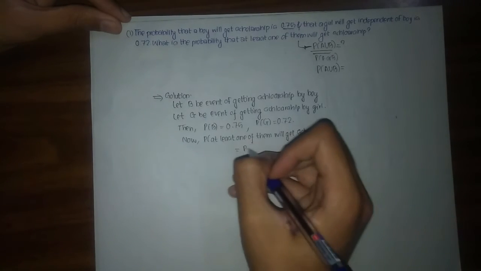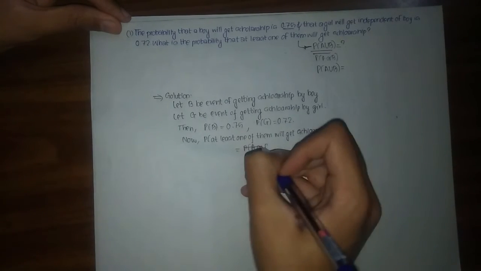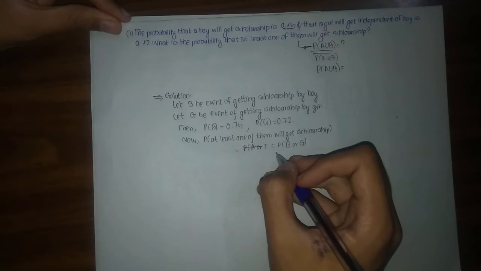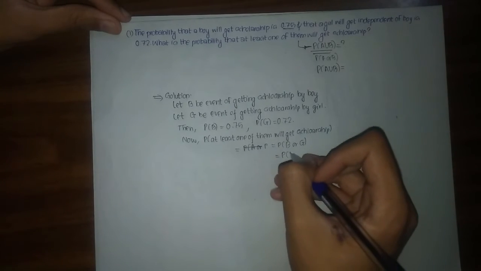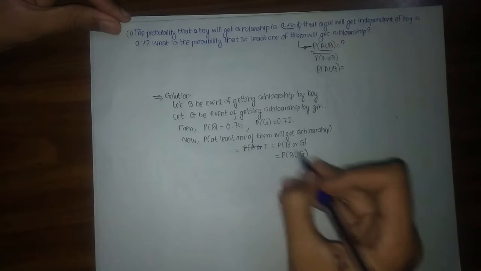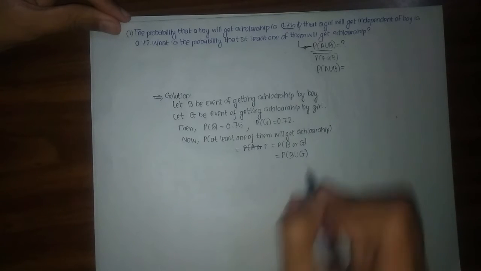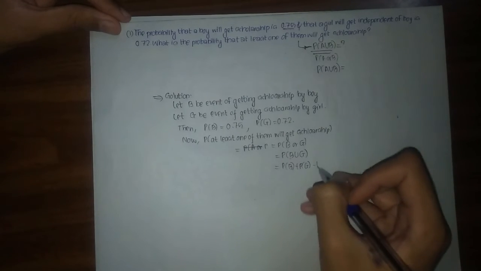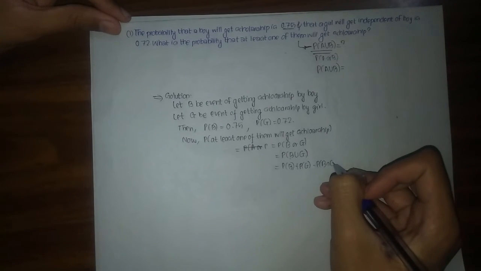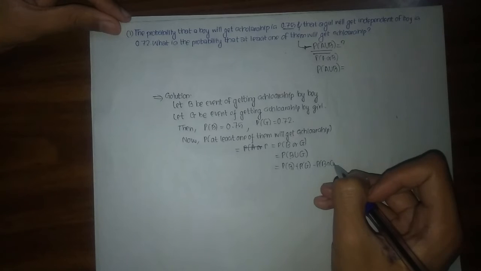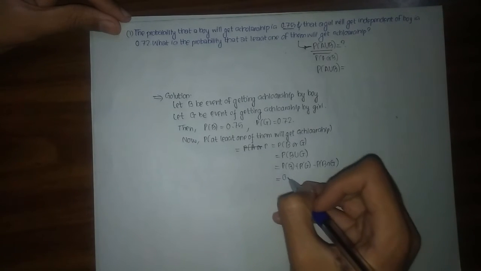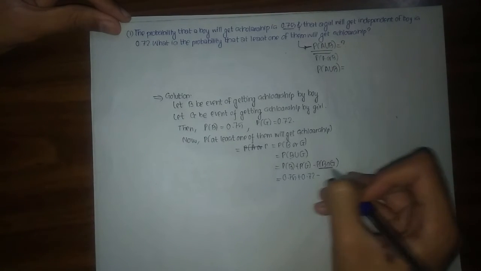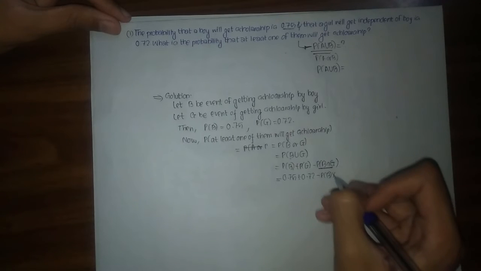So this means P(B or G), which simply means union, either boy or girl. At least one means either boy or girl. So this is P(B) plus P(G) minus P(B intersection G). So over here, this is 0.75 plus 0.72 minus, now P(B intersection G) is P(B) into P(G).